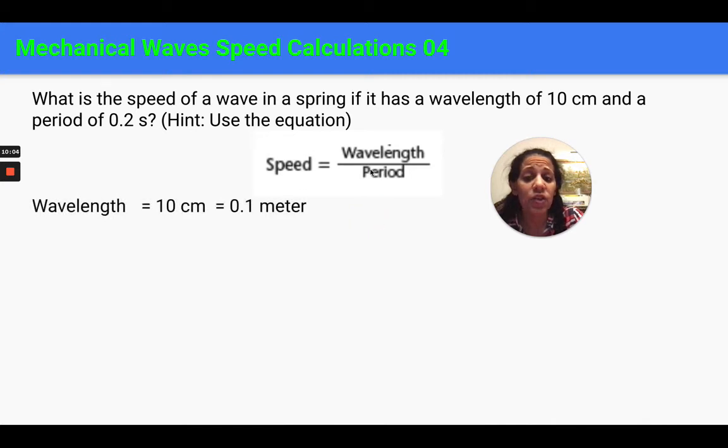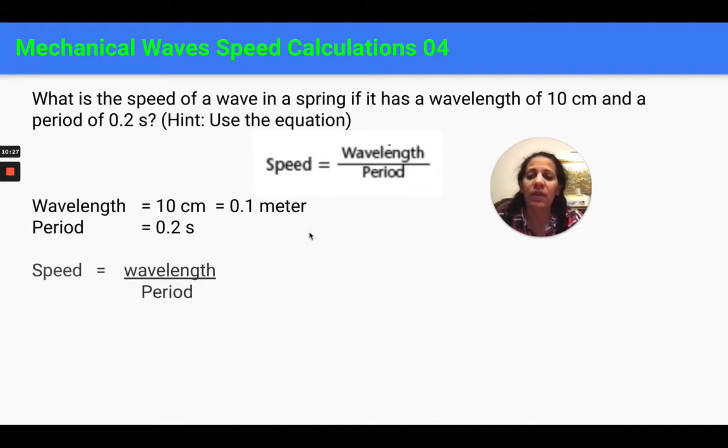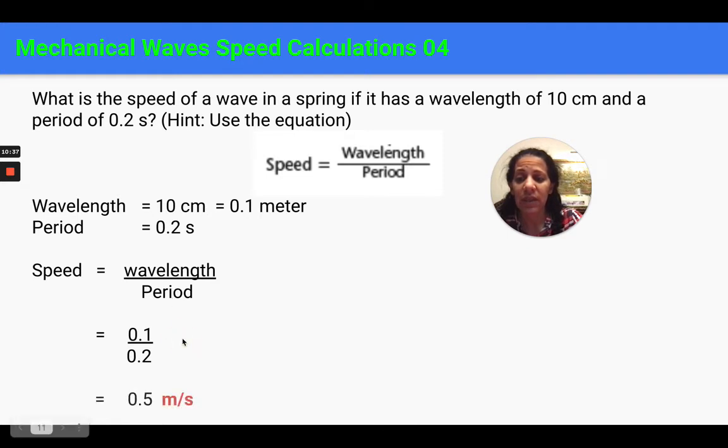So in this case, I'll just use this formula, not the other one. I won't say wavelength times frequency because he didn't give me frequency, but he did give me period, so I'll say wavelength divided by period. Now the wavelength, if you notice, he said 10 centimeters. It's not meters. So I have to convert it to meter. So 10 centimeters is 0.1 meter, okay? And the period is 0.2 seconds. It's in seconds, so that's great. So I'll say wavelength divided by period, which would be 0.1. Remember, don't use 10 because it's centimeter, it's meter. 0.1 over 0.2 seconds, and the answer is 0.5, again, meter per second.